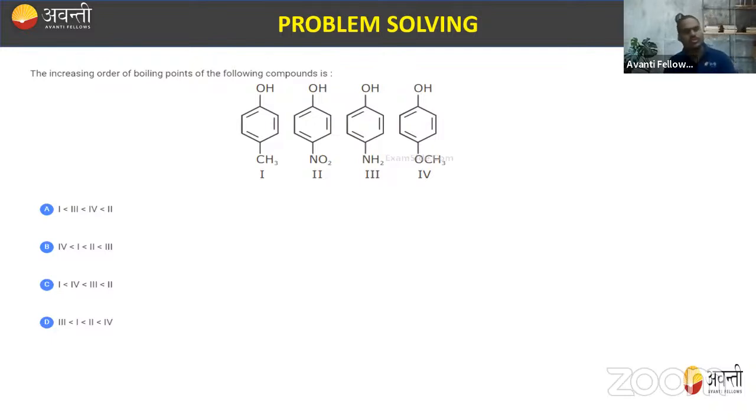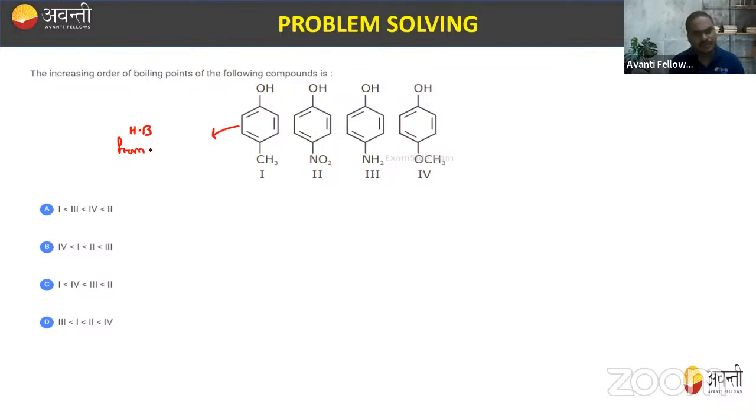है, ठीक है? So the first and most important thing here is that the first one shows hydrogen bonding from the OH group only, right? So this will show hydrogen bonding from the OH group only. So this will show hydrogen bonding, ठीक है?